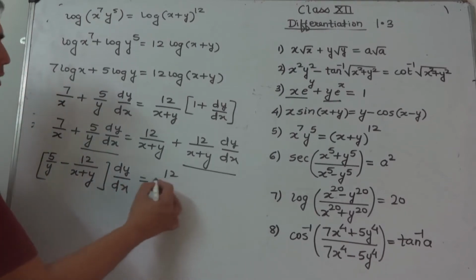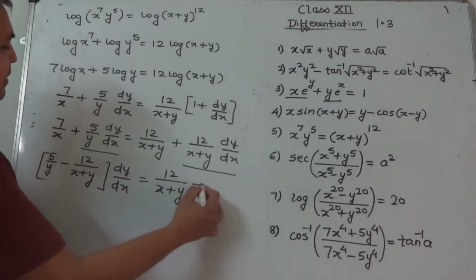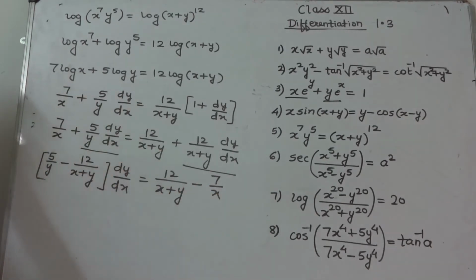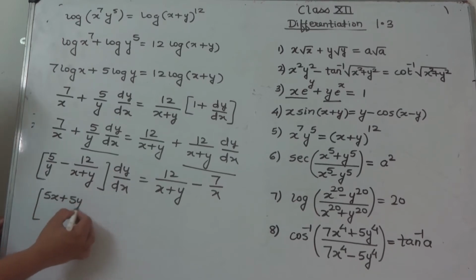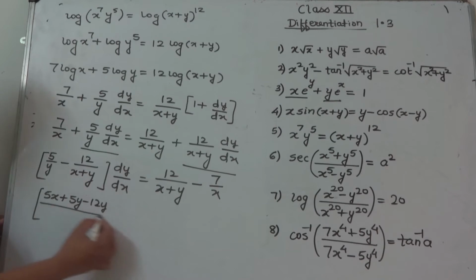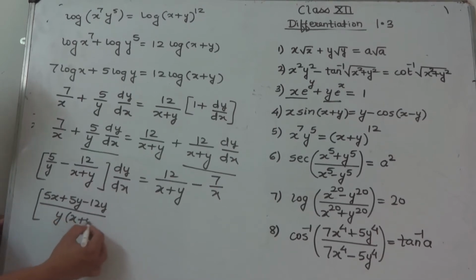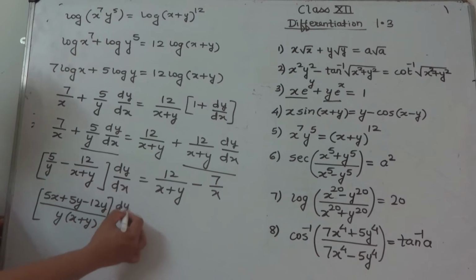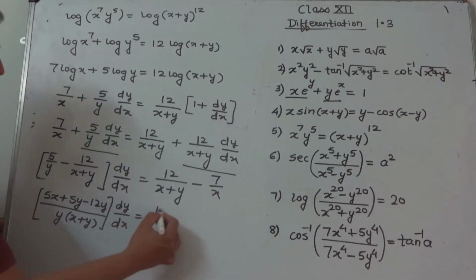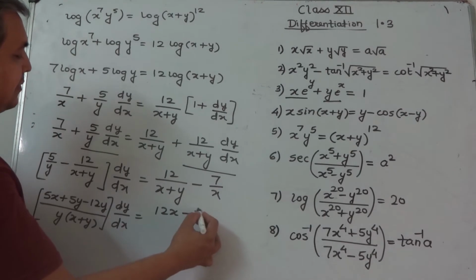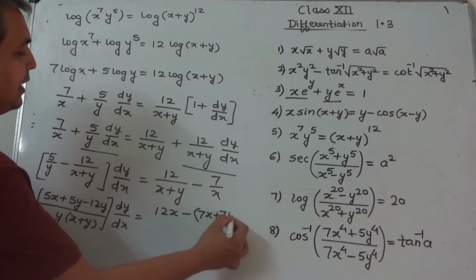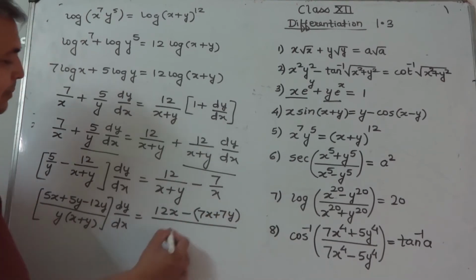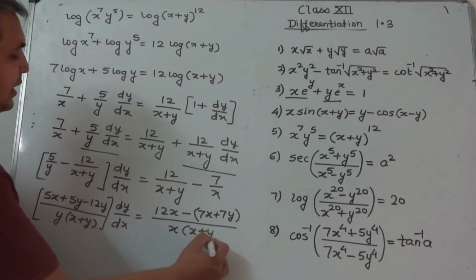On right hand side we get 12 upon x plus y minus 7 upon x. Now see students, left hand side can be solved, cross multiply. In the bracket we get 5x plus 5y minus 12y upon y bracket x plus y into dy by dx. And on right hand side we get 12x minus bracket because minus 7 times this. So we write 7x plus 7y. Check these brackets are important, into x bracket x plus y.